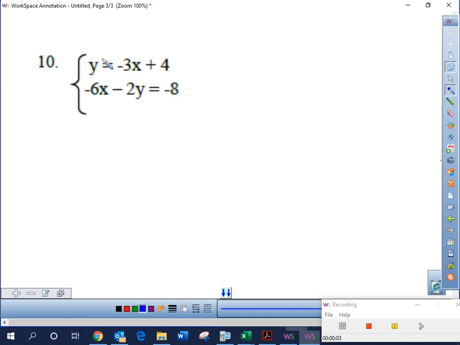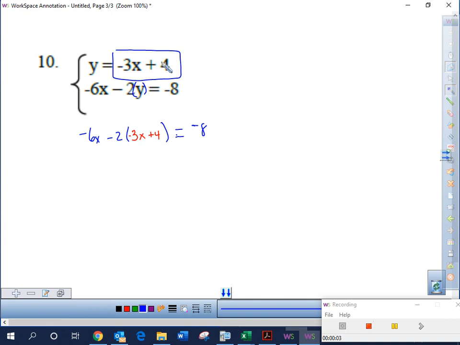And solving this one by substitution, because we've got a variable all by itself on one side of the equal sign, I can substitute this in for y down here. So I'll have negative 6x minus 2 times all that junk up there that goes in for y. It's negative 3x plus 4. That went in for y, and that still equals negative 8. So I took this and put it in for y in this bottom equation.